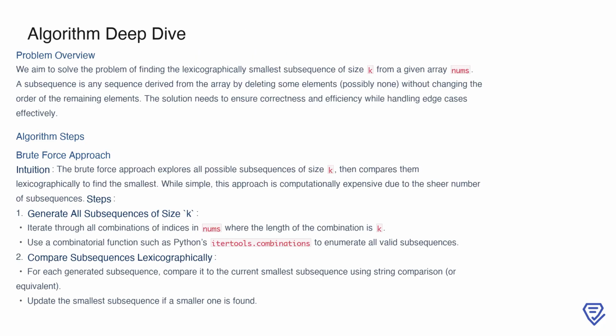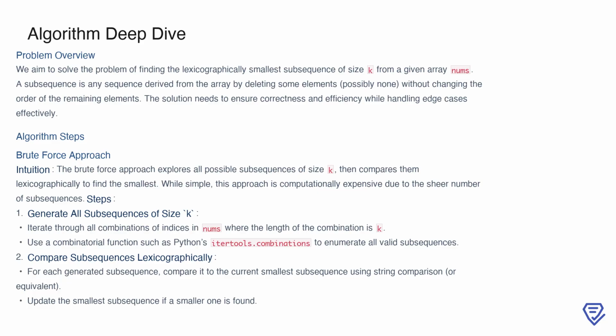In this problem, we are tasked with finding the lexicographically smallest subsequence of a given size k from an array nums. A subsequence, as you may know, is formed by deleting 0 or more elements from the array while preserving the order of the remaining elements. The challenge here is to ensure that the solution is both correct and efficient, especially when dealing with edge cases.